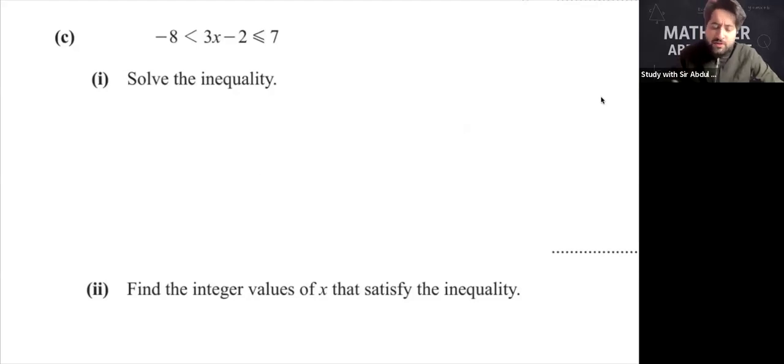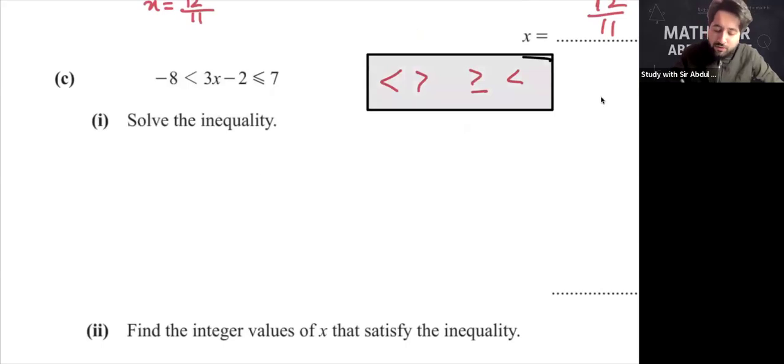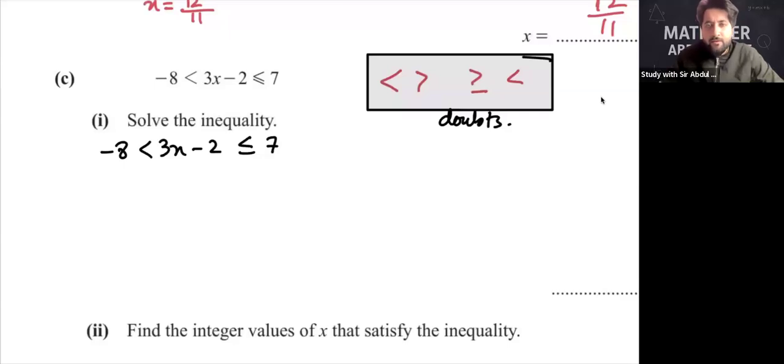In inequality, you will see these symbols: greater than, less than, greater than or equal to, or less than or equal to. Just remember that these are inequalities and they will have doubts. Now, x is written over here. You can see negative 8 less than 3x minus 2 less than or equal to 7. Treat the inequality as an equals sign.